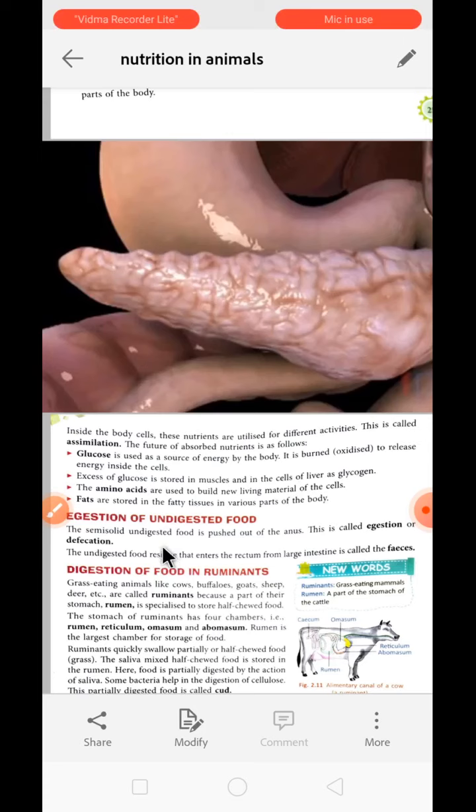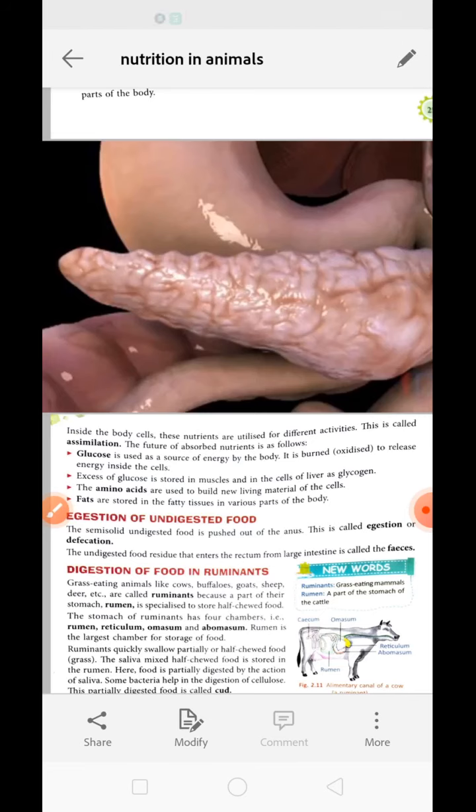Actually, when the cells burn fat to produce energy, a greater amount of energy is produced. But it is the secondary thing that we use. The primary thing that we burn to produce energy is glucose. The energy value of fat is higher in comparison to glucose, but still we use glucose because it is easy to use inside the body. Clear?